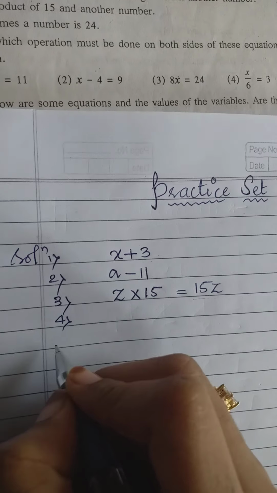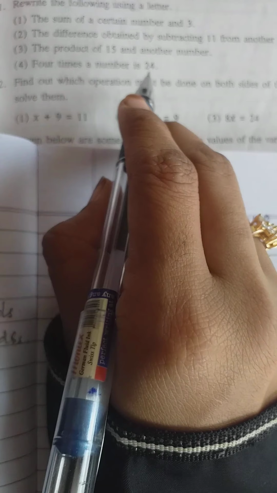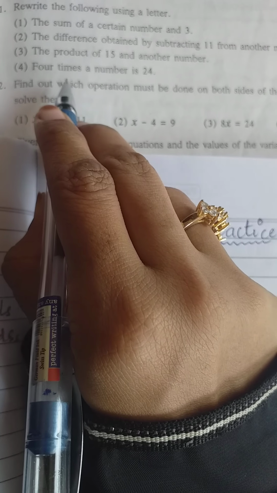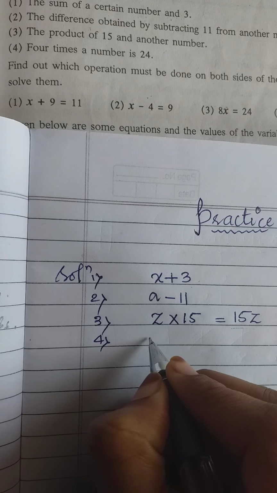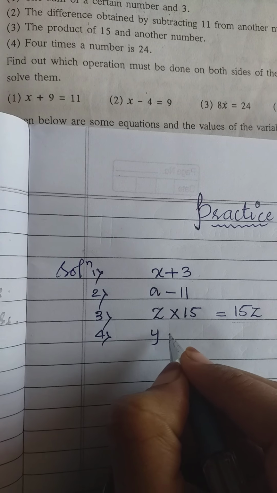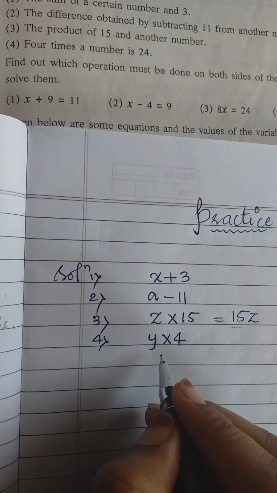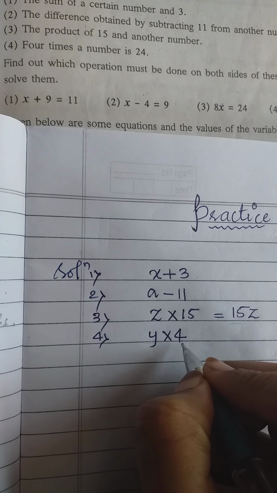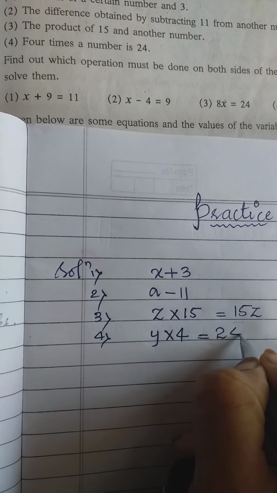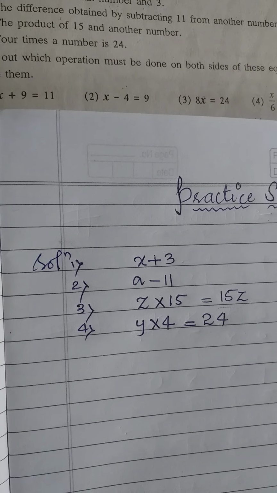See fourth one. 4 times a number is 24. 4 times means multiplication. Any alphabet, suppose I am taking small y. 4 times a number is 24 means y multiplied by 4 is equal to 24. Am I right? Like this you have to prepare an equation.